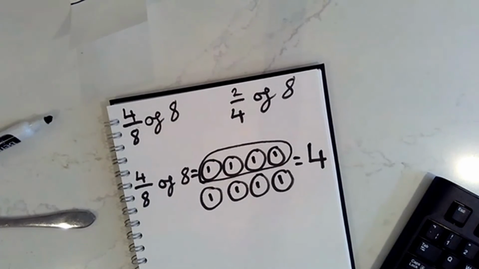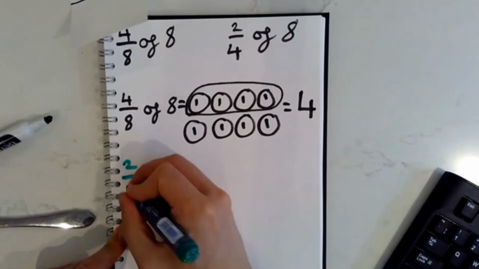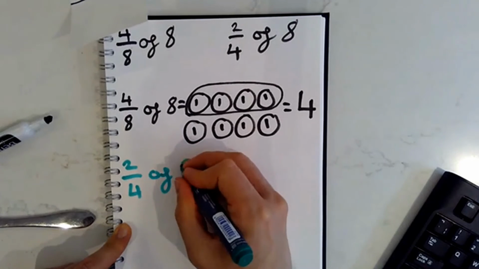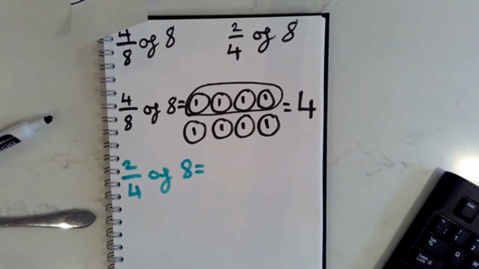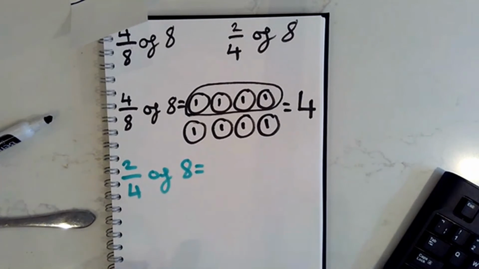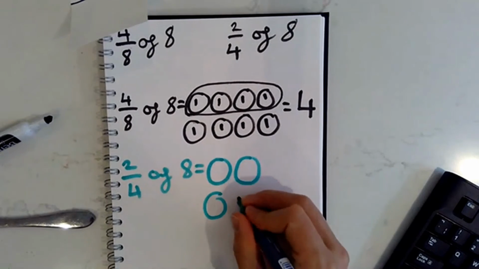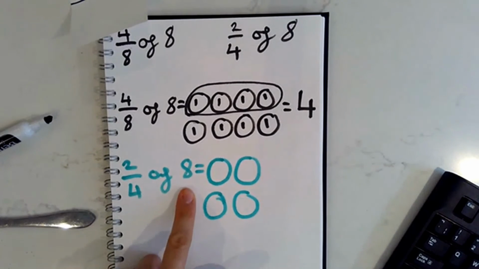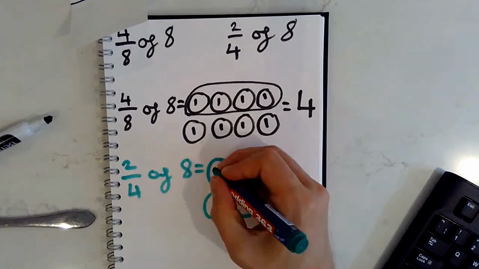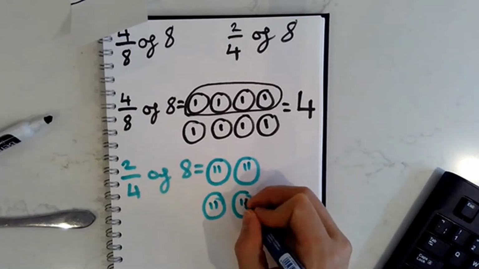Let's see if 2/4 of 8 gives me the same answer. So 2/4 of 8, what does that equal? Well, how am I going to solve it? Step 1 when finding a fraction of a whole is divide the whole by the denominator. 8 divided by 4 is step 1. So if I'm dividing by 4, I want 4 circles. And now I can share my 8 equally into 4 groups. 4 equal parts because it's quarters. Share my 8. 1, 2, 3, 4, 5, 6, 7, 8.